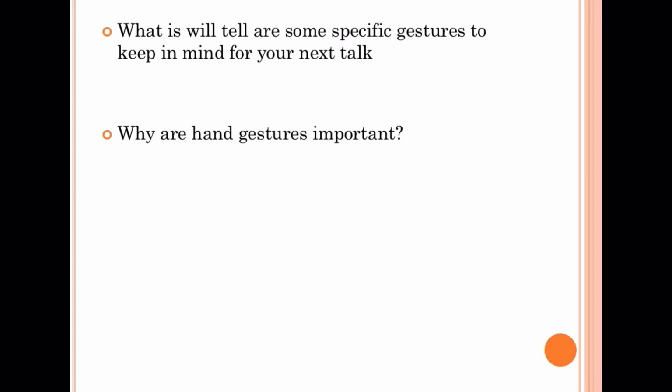Next is, why are hand gestures important? It is important because it can help you describe what you're talking about, both literally, like for example, when you talk about drawing a circle, you can motion a circle with your hand, and metaphorically, like for example, you could motion a circle with your hand to say everybody.